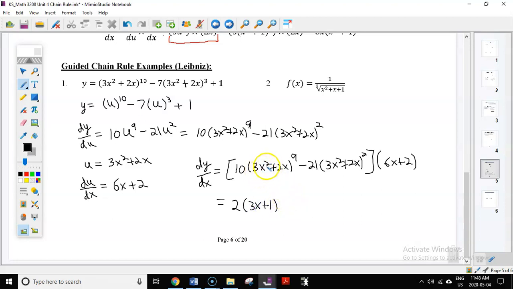And then if you look in here, 3x squared plus 2x is common, so we can factor that out to the power 2. And then what's left over, I got 10 times 3x squared plus 2x to the 7, and then minus 21. So I'm going to fix this to a square bracket. So that would be completely factored. So that's a benefit to using Leibniz notation. Some students find it easier in some cases, or they're just comfortable sticking with functional notation.